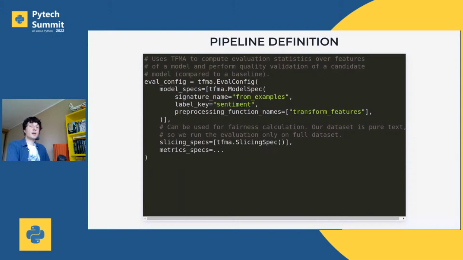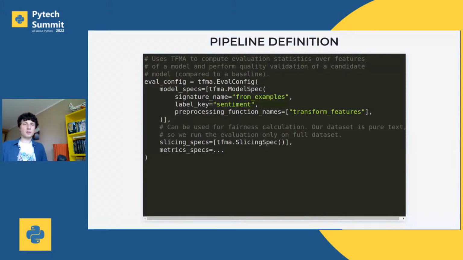First, we need to provide some mechanical details about the model. What is the name of the signature it's supposed to use in evaluation? What is the label of the target in the data set? And some other configuration. We can also provide slicing specs. In our case, we are providing just the overall slicing spec, which means that the whole data set is going to be analyzed. But you can use this feature to calculate fairness metrics.